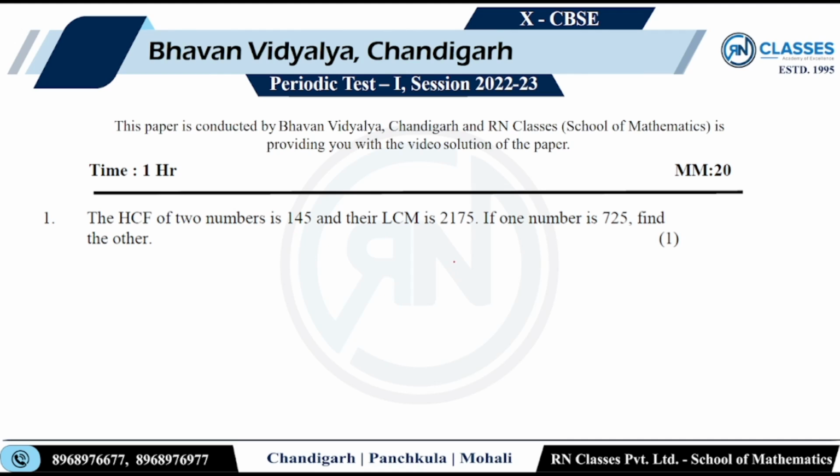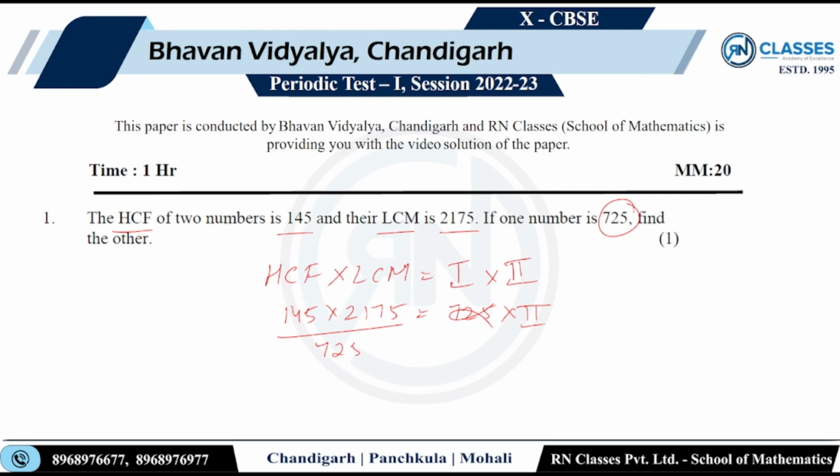Now, first question is, if the HCF of two numbers is given to you, HCF is 145 and the LCM is 2175. And if one number is 725, find the other number, right? Now, I know the relationship that HCF into LCM is equal to first number into second number, as in the product of it. HCF 145 into 2175 is equal to 725 into the second number that you're actually interested in. So just transpose this, divide by 725. You can get the second number as 435, which is the answer.